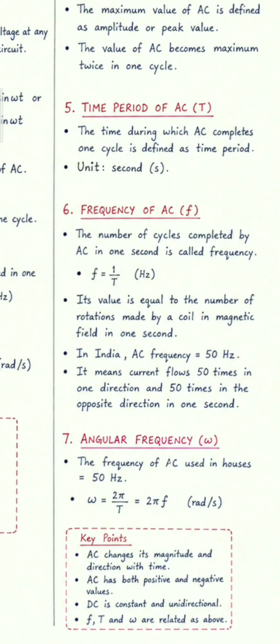And key points. AC changes its magnitude and direction with time. AC has both positive and negative values. DC is constant and unidirectional. And frequency, time period, and omega are related as above.